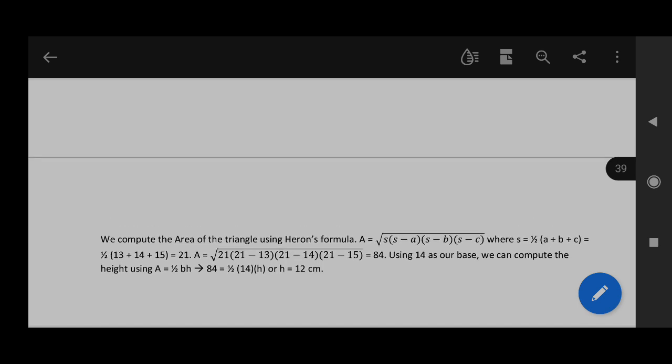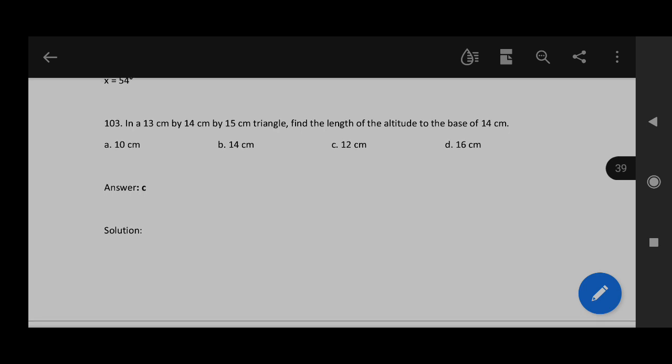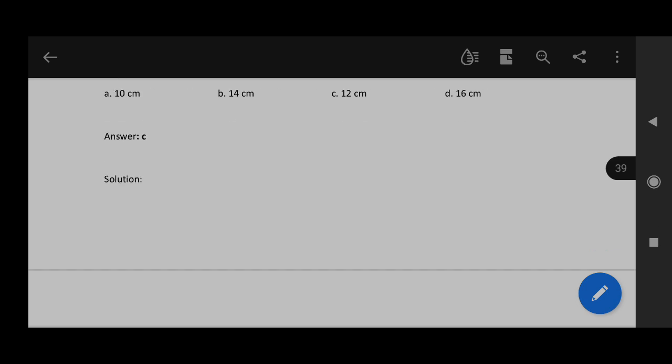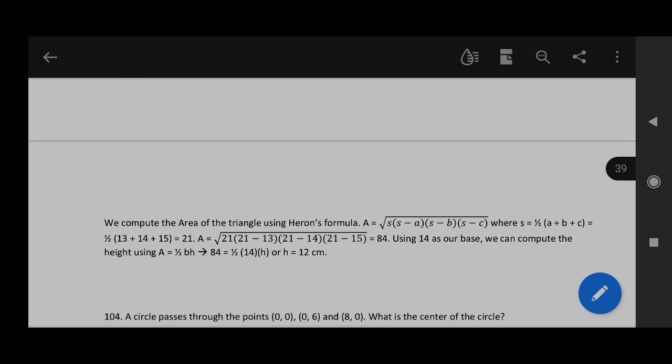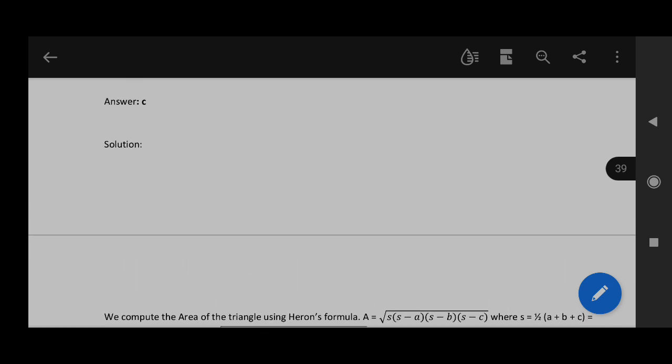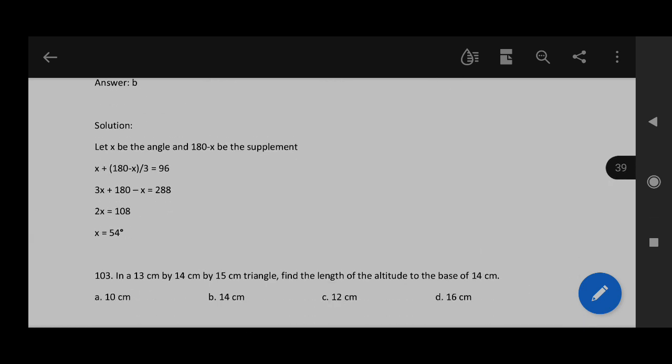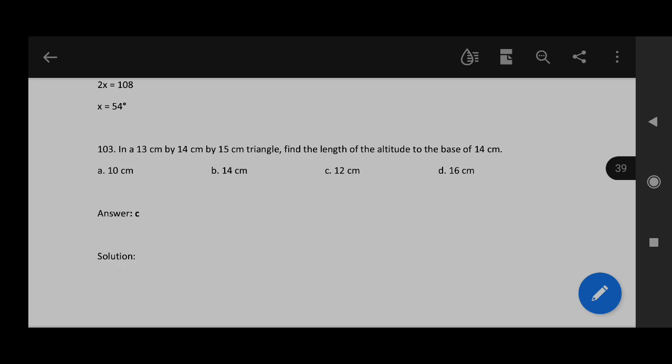Okay? Kaya makuha mo dyan is letter C, 12 centimeters. Kasi sabi dyan, ginamit mo daw yung 14 bilang base. We can compute the height using A is equals to 1/2 base times height. So, may area ka na 84 equal sa 1/2 times yung base mo 14, yung height mo unknown, kaya makuha mong height is 12. Yun yung letter C. Okay? Letter C, sagot dyan.